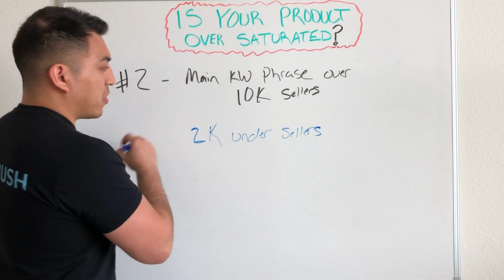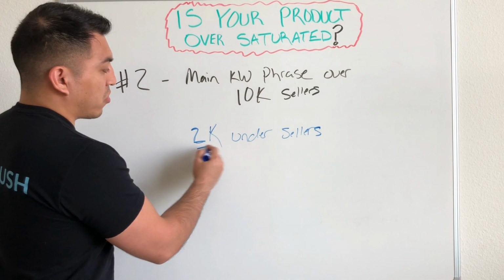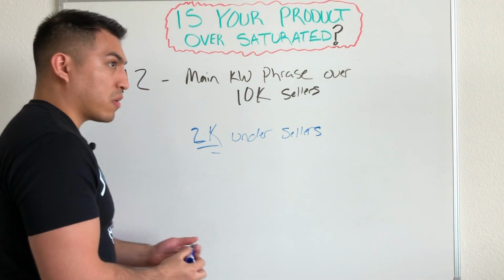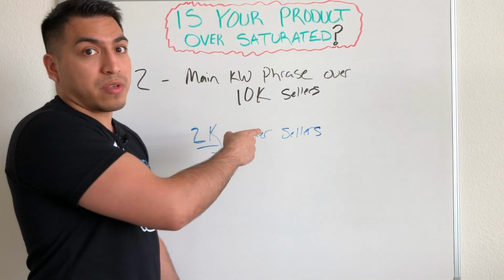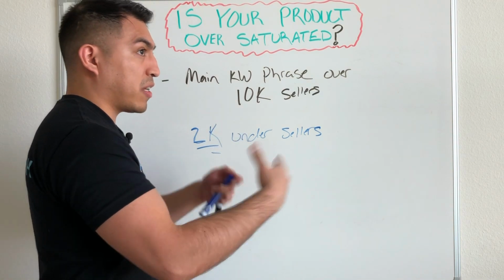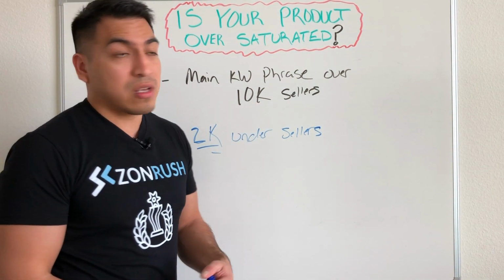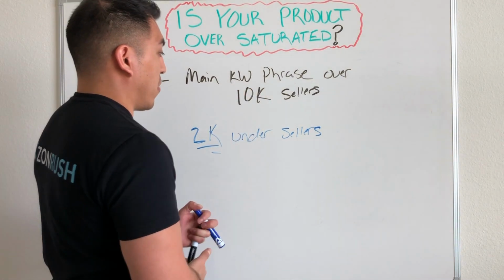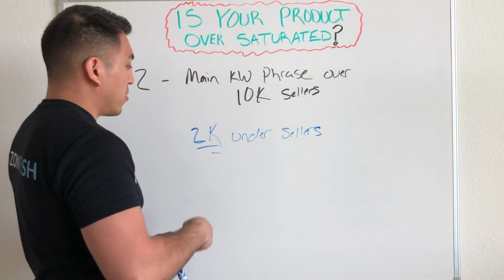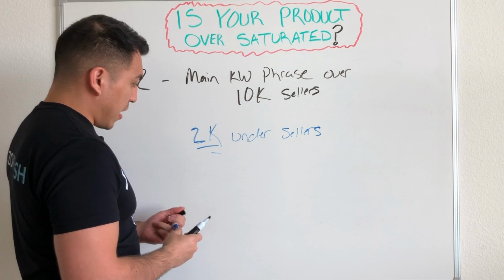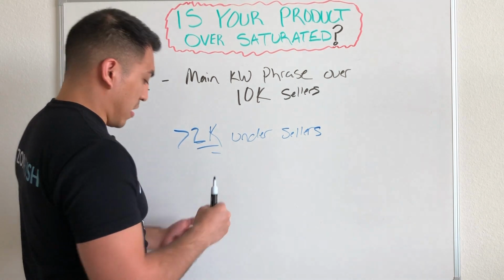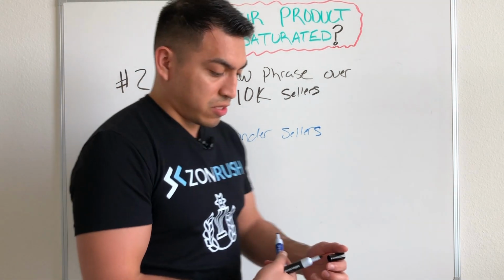And you niche down by the category. And if you have under 2,000 sellers, you have a lot more wiggle room, speaking for the long term, than you do if you have already 10,000 sellers competing for your main keyword phrase. Okay, so stay under 2,000 sellers.